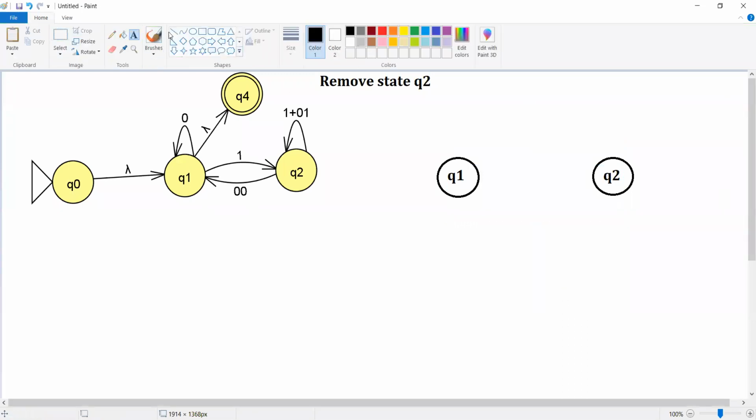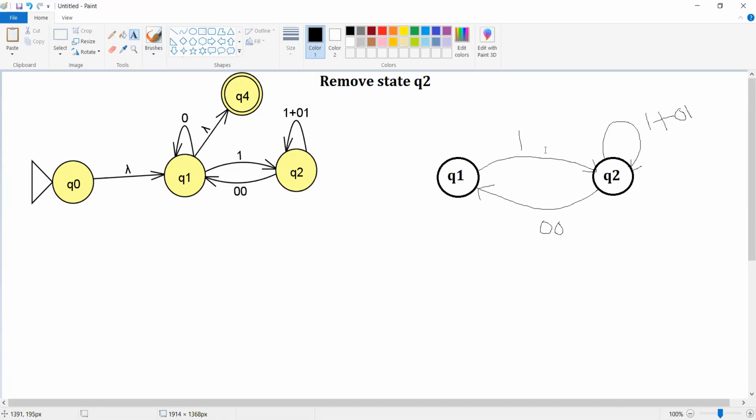Okay, now have a look at this. How many transitions are there? From Q2 to Q2 itself, we have 1 plus 01. Next, from Q1 to Q2, there is a transition with input symbol 1. From Q2 to Q1, there is a transition on 0, 0.